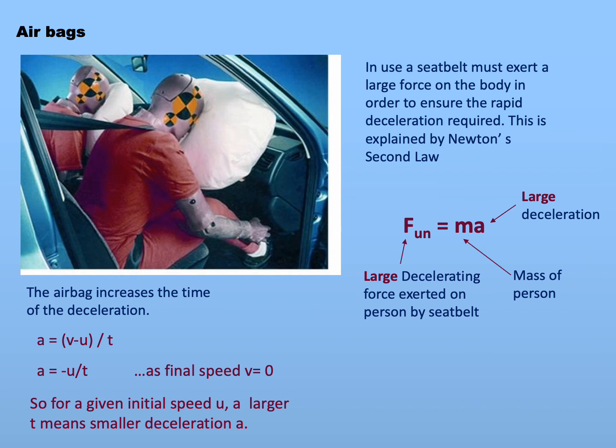If you can increase t, you make the deceleration smaller, because your initial speed u is fixed, so a bigger time of deceleration decreases your deceleration. And that's the reason for having an airbag. A smaller deceleration means a smaller decelerating force, F equals ma, remember, and that's obviously beneficial to the wearer.